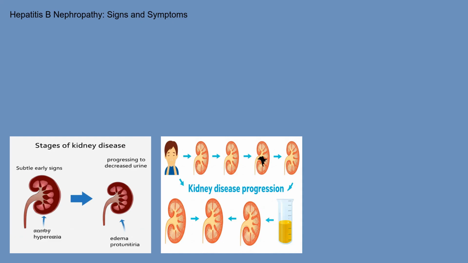The signs and symptoms of hepatitis B-associated nephropathy can be subtle in the early stages. One of the earliest signs is proteinuria, which may be detected during routine urine testing. As the condition progresses, individuals may experience edema or swelling, particularly in the legs, ankles, and around the eyes. Hypertension or high blood pressure is also a common finding. In more advanced cases, symptoms of kidney failure may develop, including fatigue, loss of appetite, nausea, vomiting, and decreased urine output. Some individuals may also experience foamy urine due to the presence of excess protein.